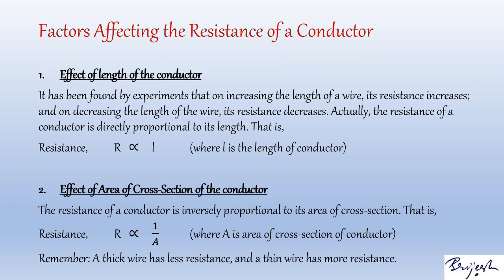So from the above discussion, it is clear that to make resistance wires or resistors, short length of a thick wire is used for getting low resistance and long length of thin wire is used for getting high resistance.